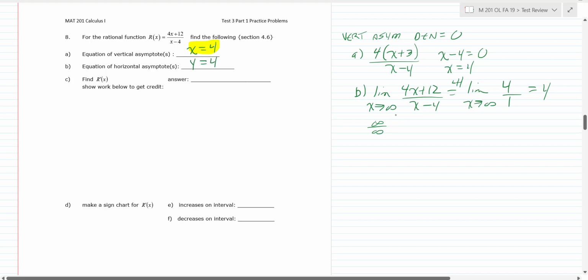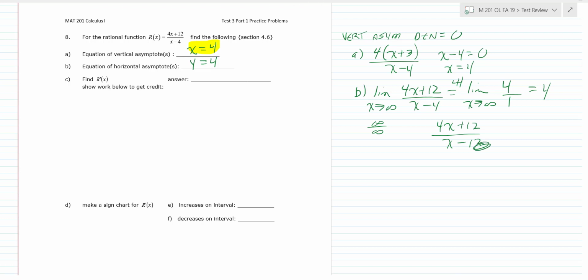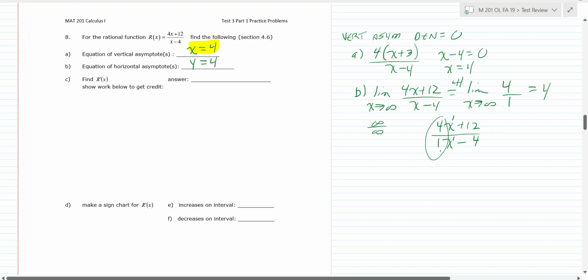Now, we didn't learn it that way originally. What we learned is if the degree of the numerator is the same as the degree of the denominator, which it is, then the leading coefficient ratio is what gives you the horizontal asymptote. So see, we have the degree. There's your answer right there. y equals 4 over 1. So you can do that either way.